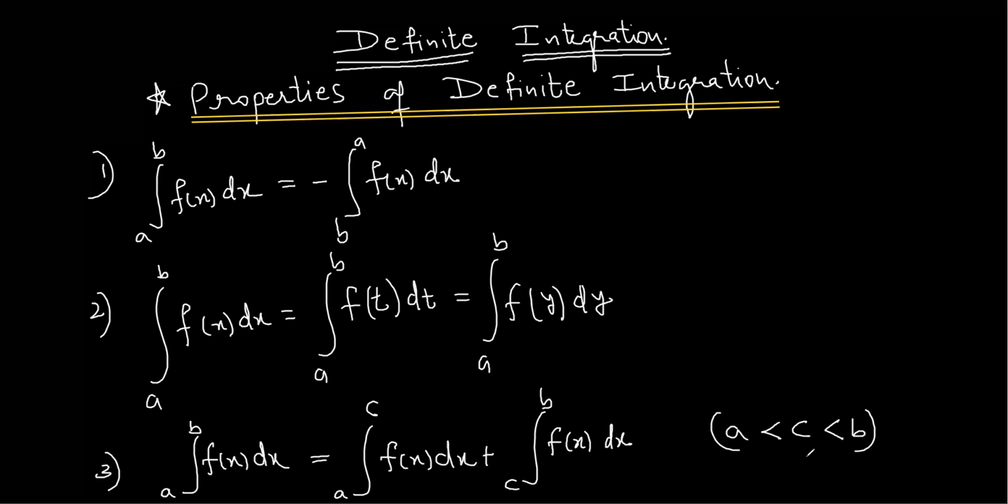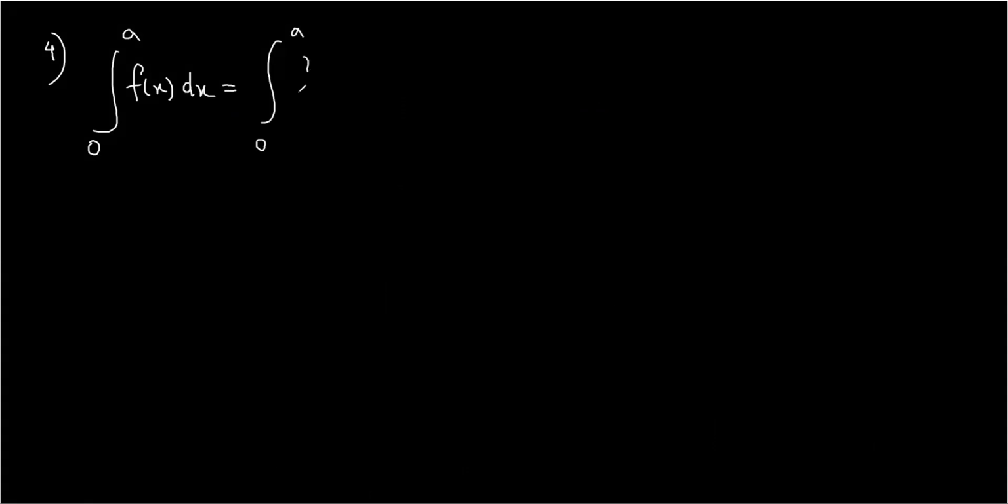So this is the third property. Now property number 4. The fourth property is the integral from 0 to a of f of x dx is equal to the integral from 0 to a of f of a minus x dx. That is, if you keep the same interval and the same function, you could write the variable in the integrand.